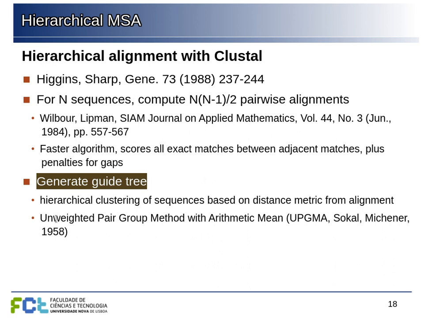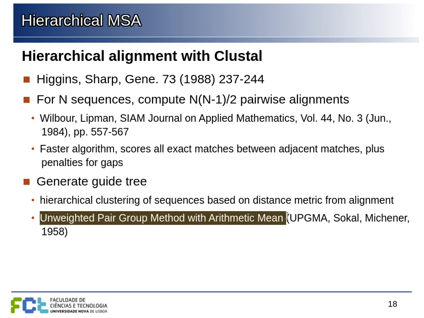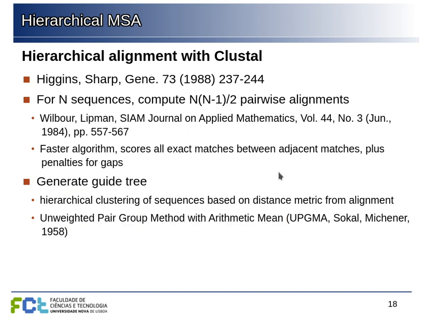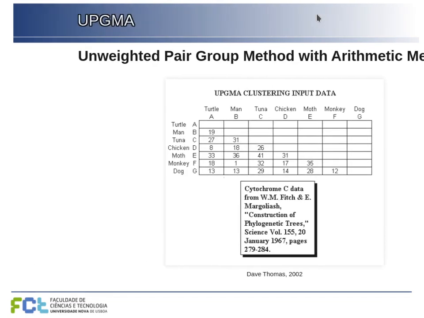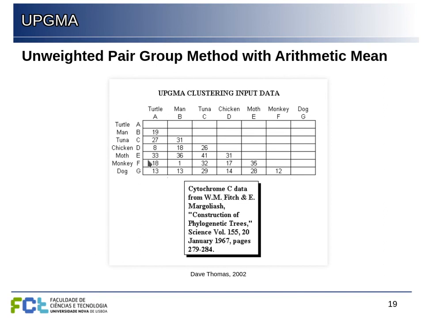To do this, they use this UPGMA, unweighted pair group method with arithmetic mean, which is a way of creating this tree representing the hierarchical clustering of different elements based on the matrix of distance between them. I'm going to explain how this works. This is from an example using cytochromes from different species. And we first build a matrix that gives us the distance between the sequences.